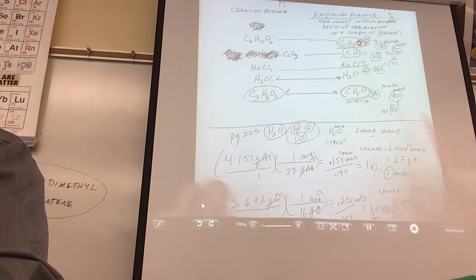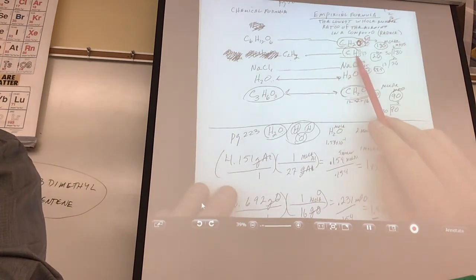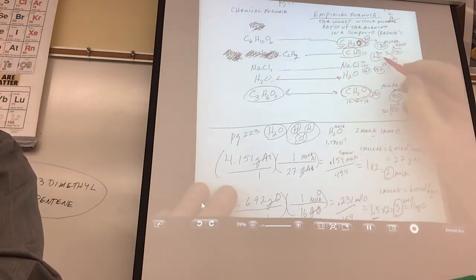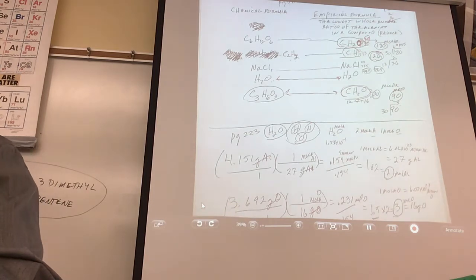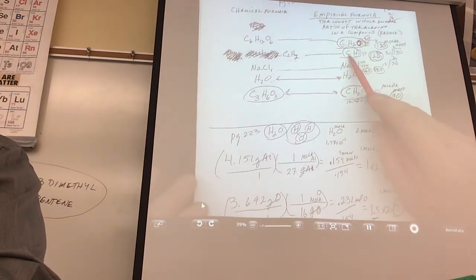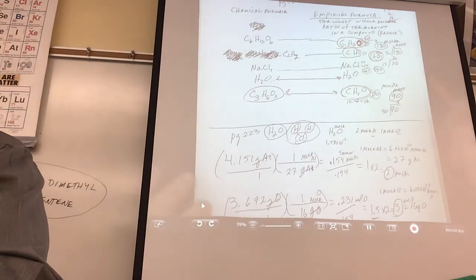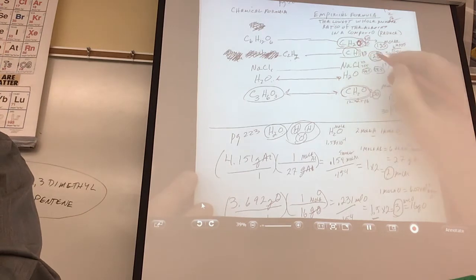Let's try another one. Here's the empirical formula, CH. But another test told me that the molar mass was 26. Is this the real chemical? Is CH the real chemical? Oh, wait, let's look at it. How much would this weigh? Delaney, I haven't called you. How much would CH weigh? 13. Yes. But the real chemical weighs 26.